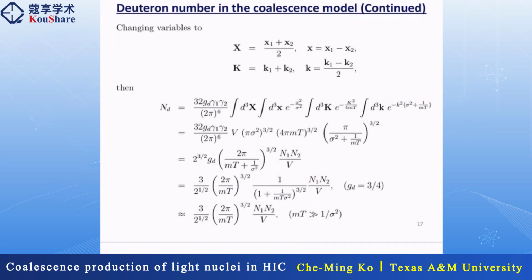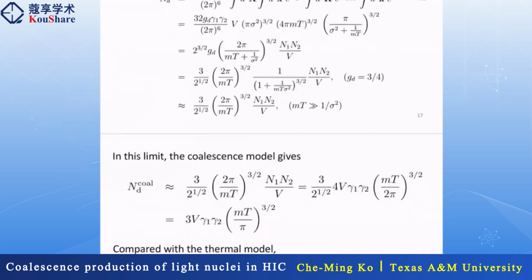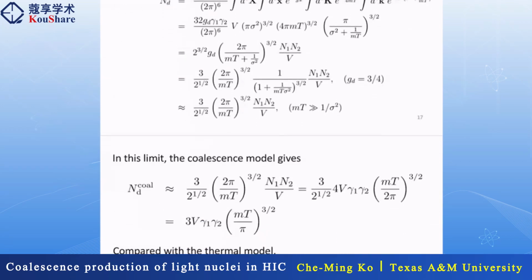Once you have the proton number and the neutron number, there's the volume of your fireball and the temperature of the kinetic freeze-out. This formula is given here, and it depends on the volume, of course. And sigma is the width of the deuteron internal wave function. If I assume the thermal wavelength is very, very small compared with the nuclear width, then you can drop this term, so this becomes this one. And this formula is very similar to, and can be converted into, the thermal model expression.